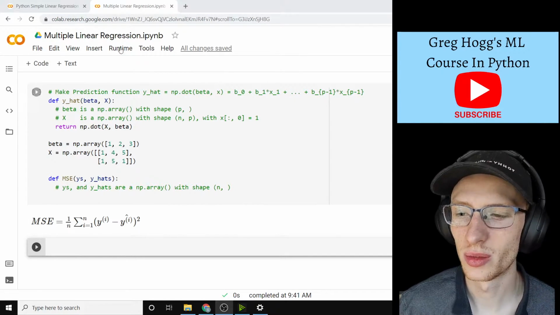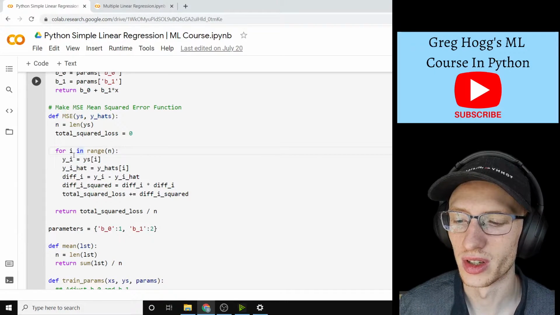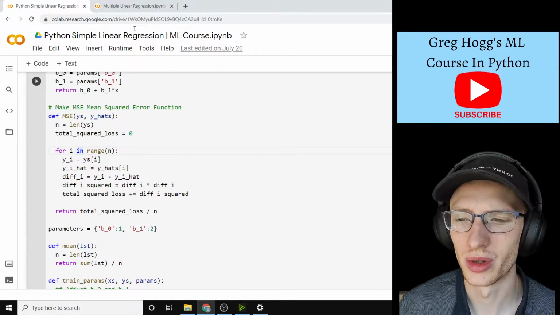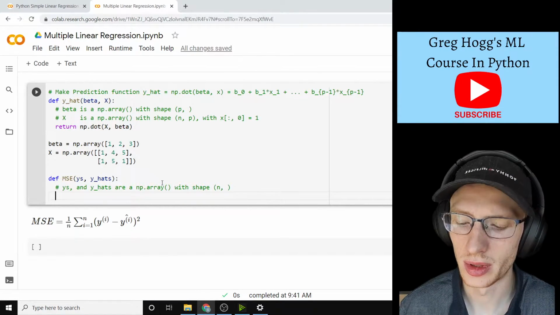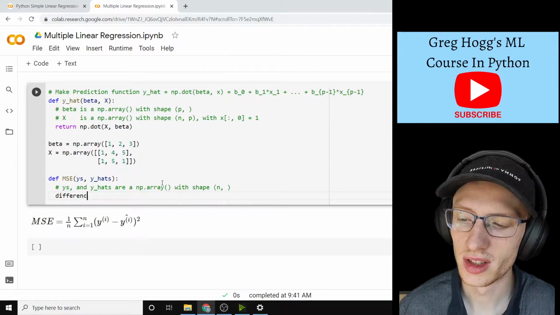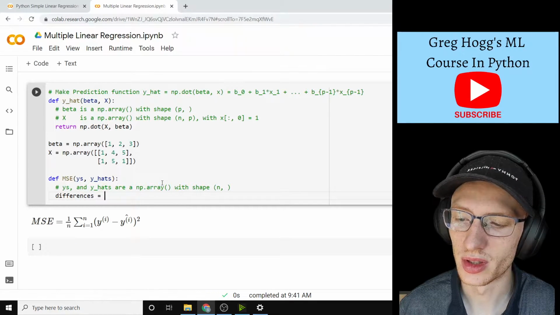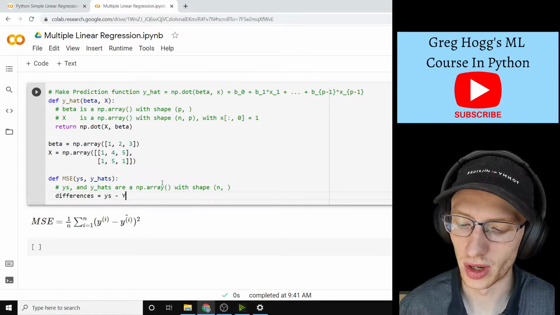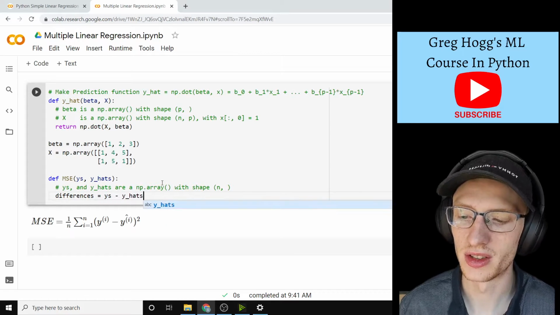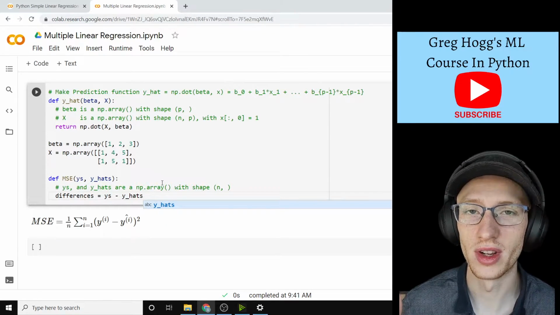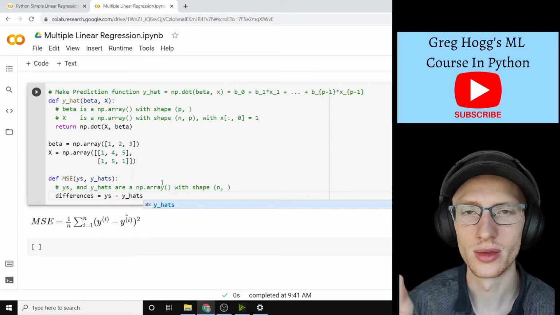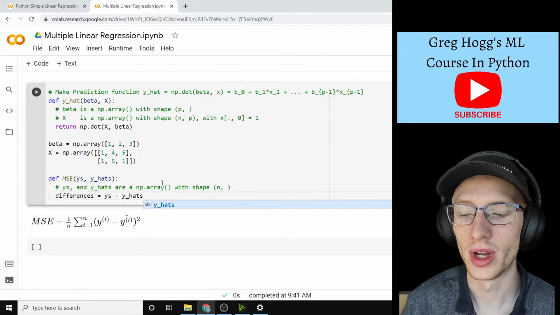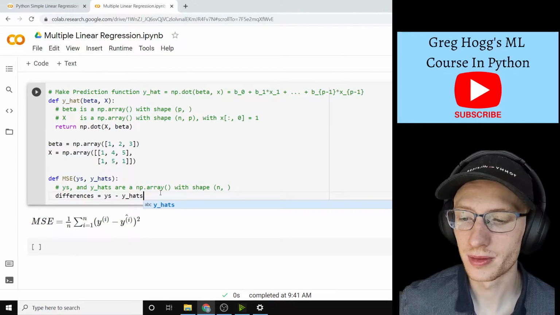Now, we can do this with a for loop very easily over here, except it's a lot of code and it's slow code. We can make this a lot cleaner and faster with NumPy. Think about this: if I was to write differences is equal to y's minus the y hats. Okay, think about what this did. y's is a vector and y hats is a vector. They're both n-dimensional. So if we take the subtraction between them, we actually just have a differences vector.